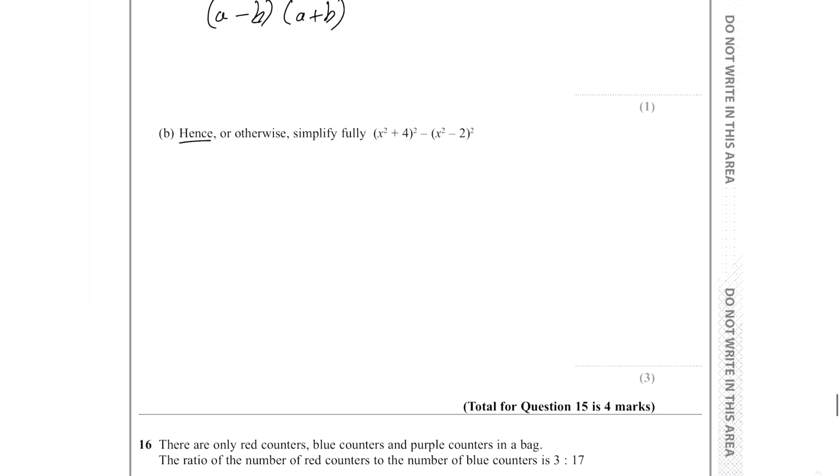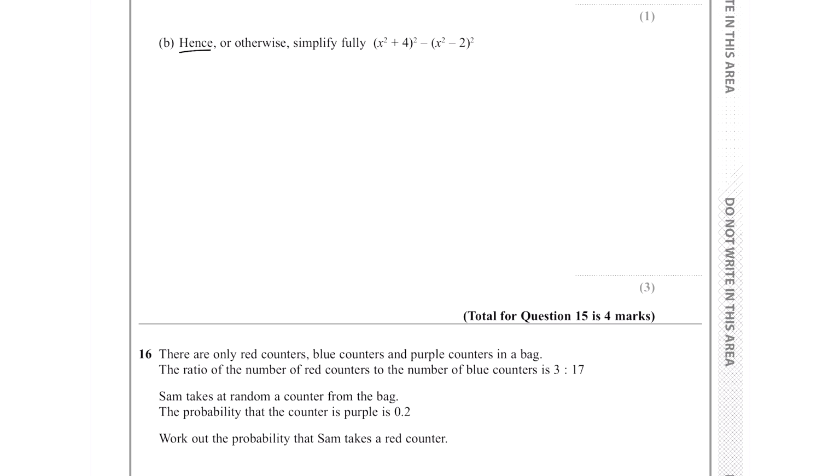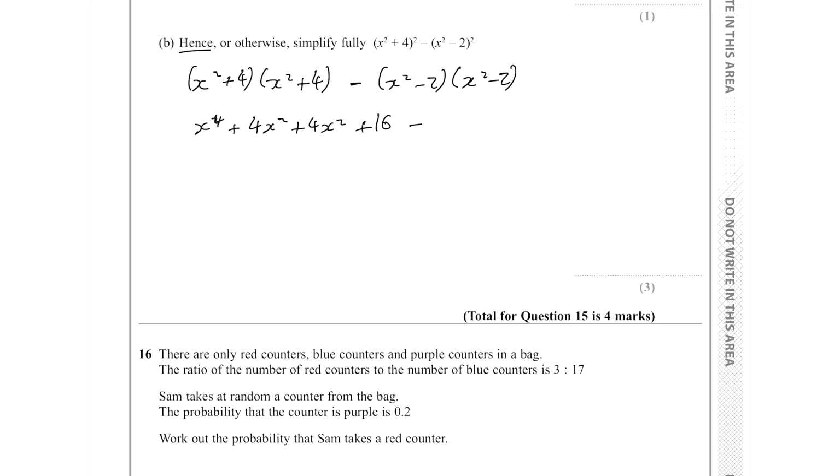Now, the word hence normally means you could probably use what you figured out in part 1 to do part 2. So if you look at this one now, simplify fully. Since it's squared, we can write that out like this: x squared plus 4, x squared plus 4 again, minus x squared minus 2, and x squared minus 2 again. Let's expand that out, so that's x to the power of 4 plus 4x squared plus 4x squared plus 16, minus, we're going to leave the bracket here because there's a minus on the outside, so we have x to the power of 4 minus 2x squared minus 2x squared plus 4.